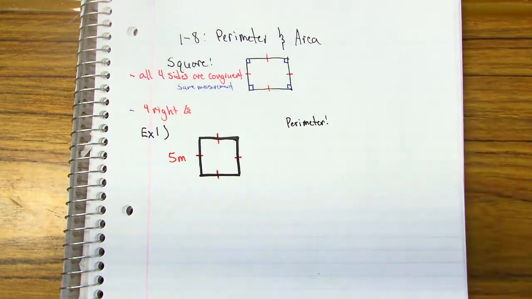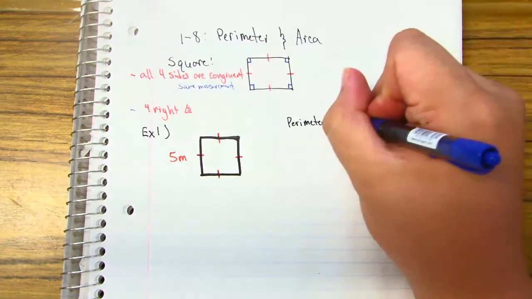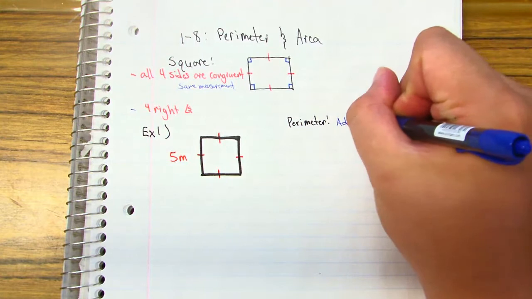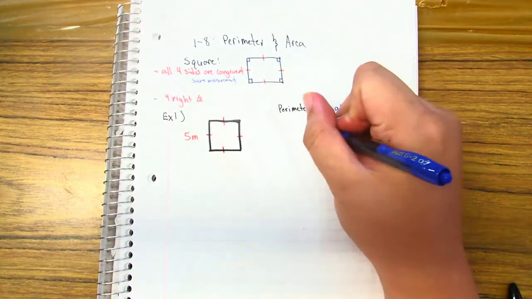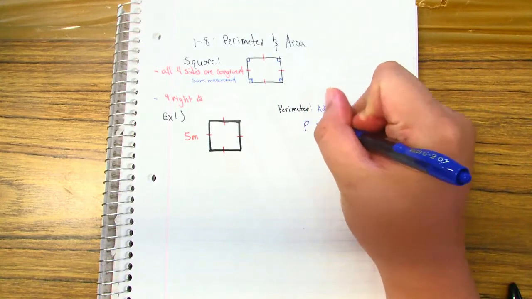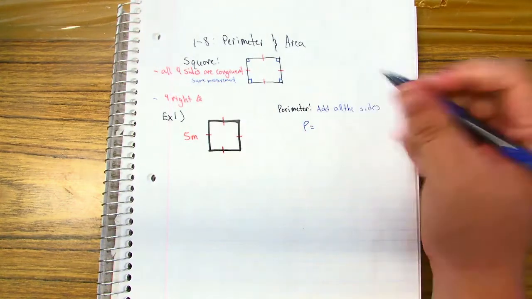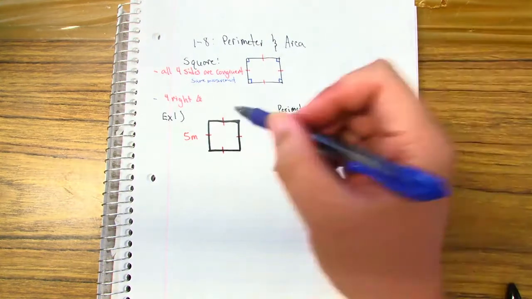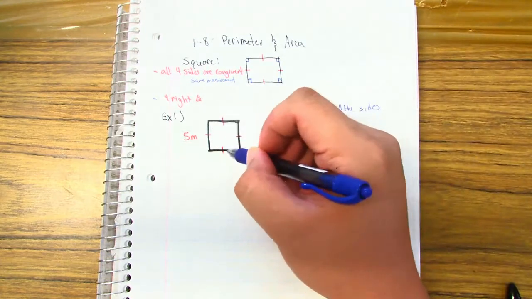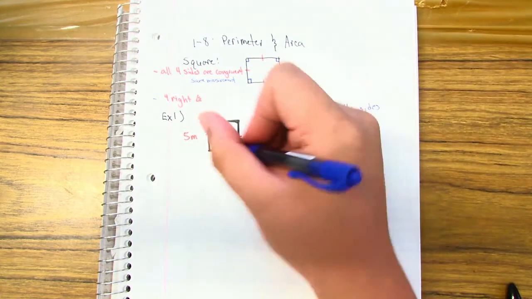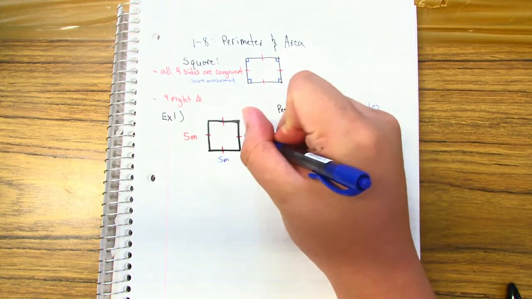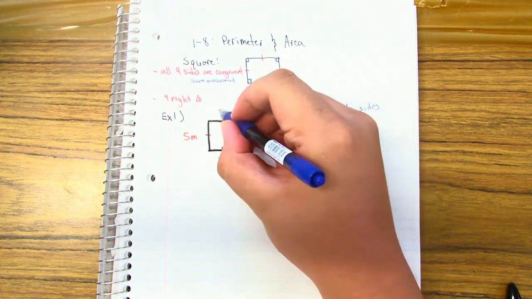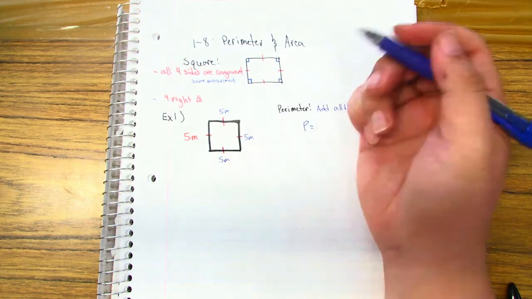How do you find the perimeter? All you need to do is just add all the sides. What are we going to be adding, right, to find the perimeter? You use a P to represent perimeter. So here I know that the tick marks represent that they are all congruent. So I know that this will be 5 meters, this will be 5 meters, and this will also be 5 meters.